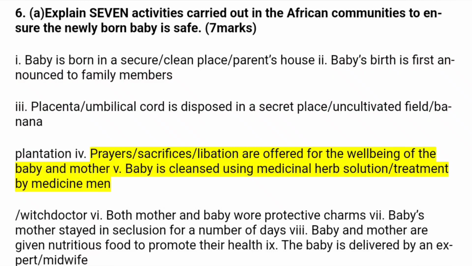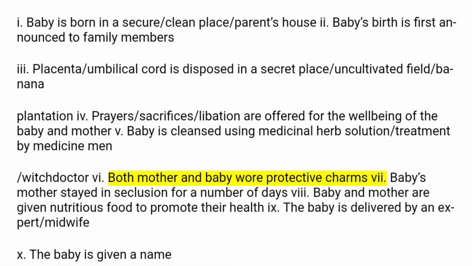5. Baby is cleansed using a medicinal herb solution, treatment by medicine men, witch doctor. 6. Both mother and baby wore protective charms. 7. Baby's mother stayed in seclusion for a number of days. 8. Baby and mother are given nutritious food to promote their health. 9. The baby is delivered by an expert midwife. 10. The baby is given a name.